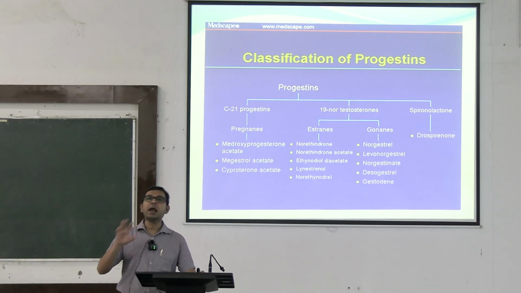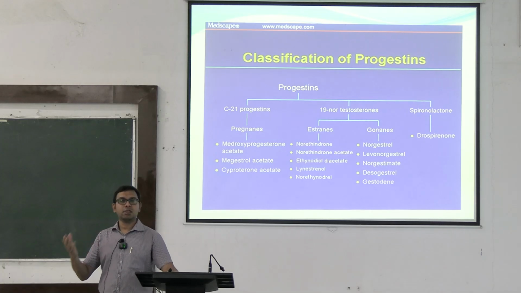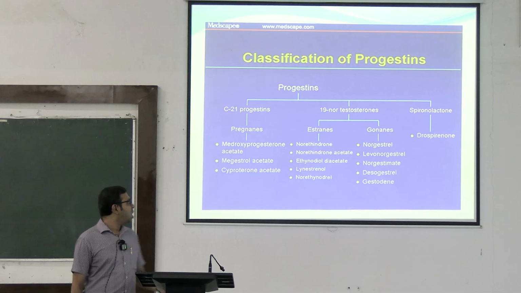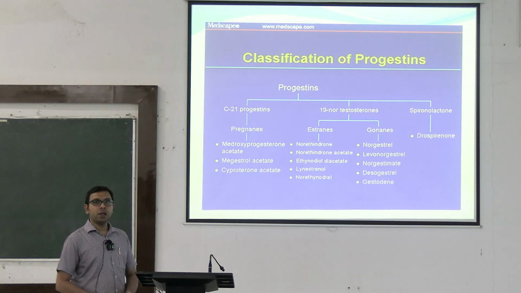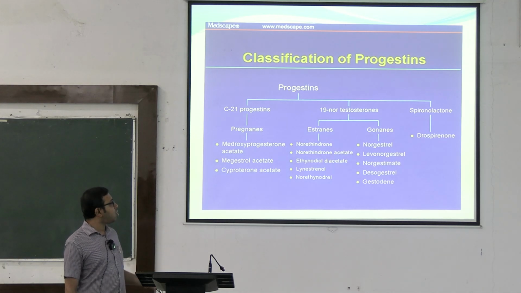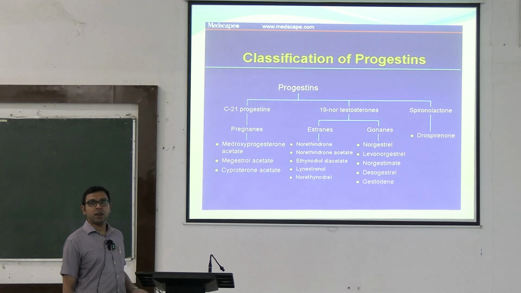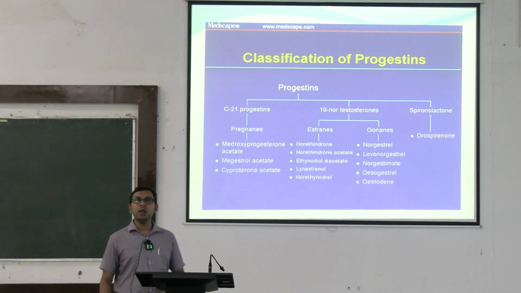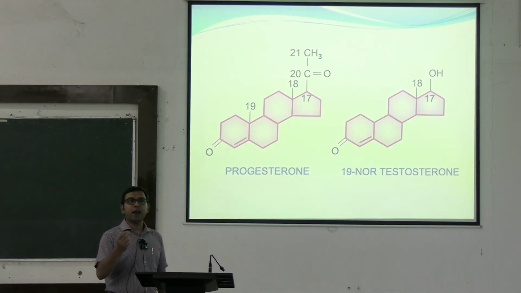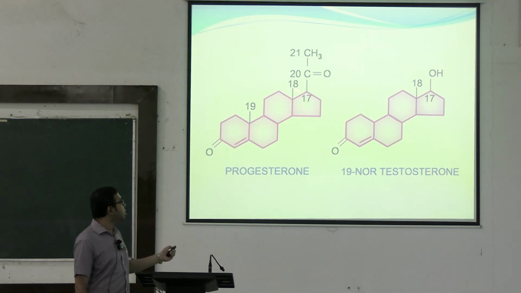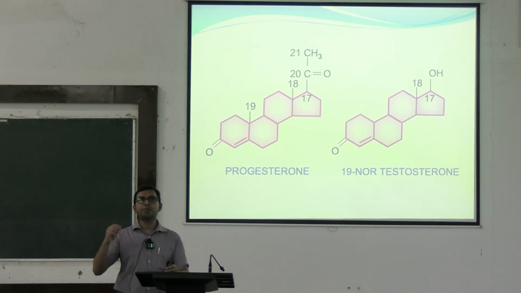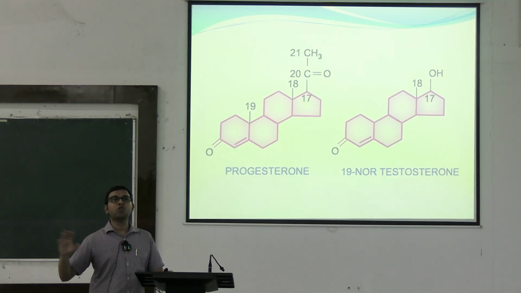So these are the different types of synthetic progestins or progestational agents that can be used in different indications. The most commonly used are medroxyprogesterone acetate, megestrol, norethindrone, norgestrel, levonorgestrel, and also drospirenone. So these are very commonly used. This is progesterone, the naturally occurring progesterone in the body. This is its structure and this is the 19-nortestosterone structure. So there are some side chain changes between these different groups.